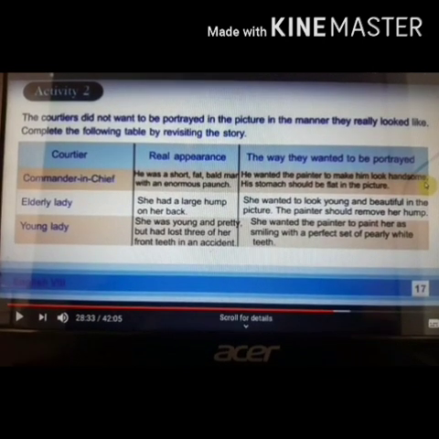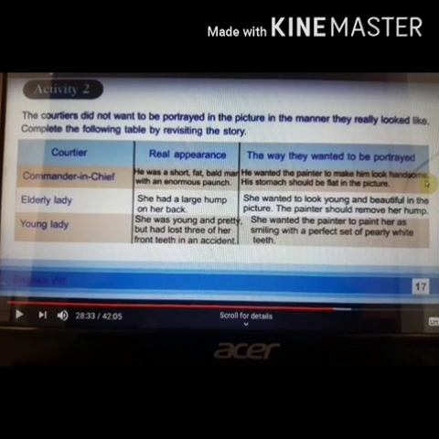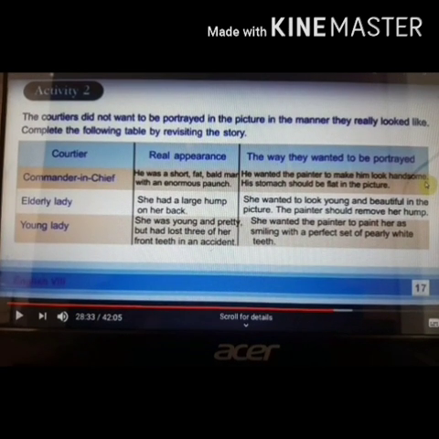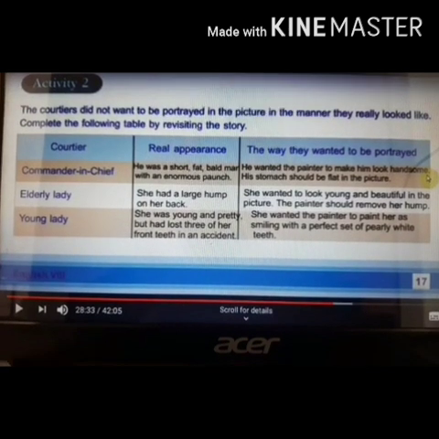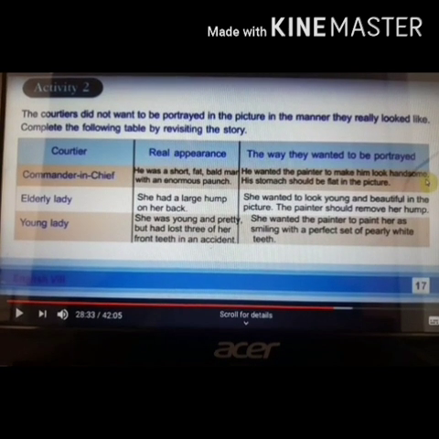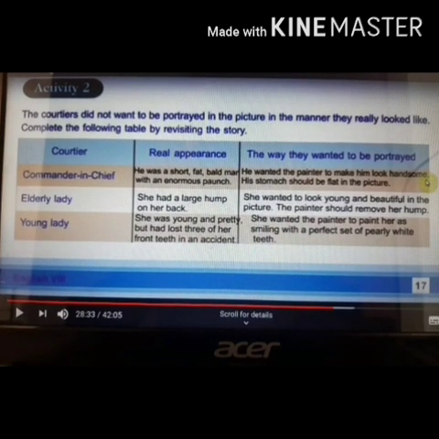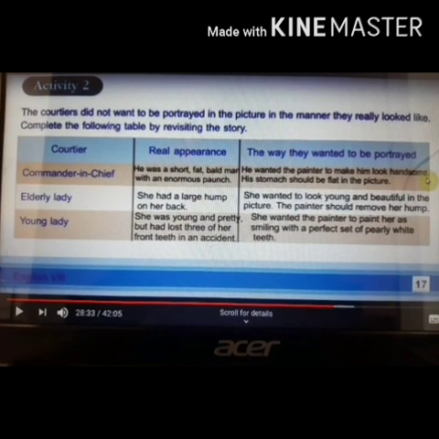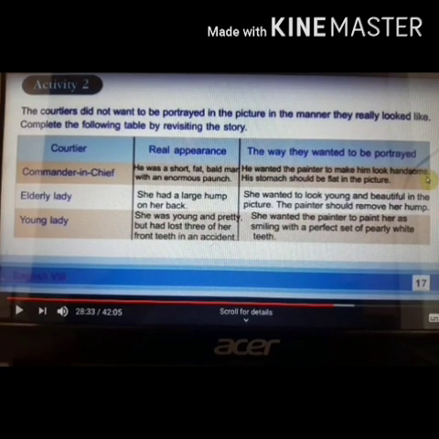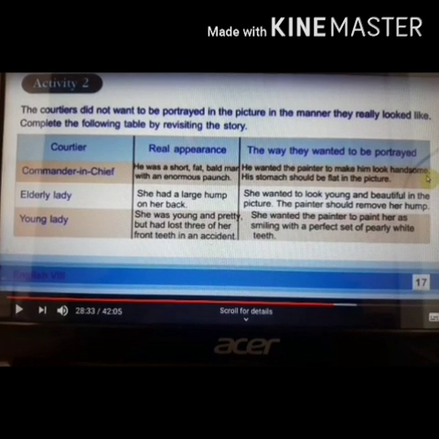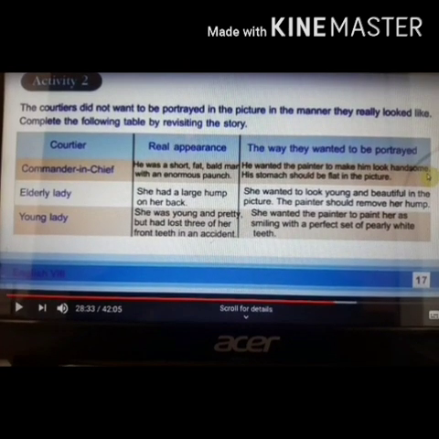Activity 2. The courtiers did not want to be portrayed in the picture in the manner they really look like. Complete the following table by revisiting the story. Courtier: Commander-in-Chief. Real appearance: he was a short, fat, bald man with an enormous paunch. The way they wanted to be portrayed: he wanted the painter to make him look handsome. His stomach should be flat in the picture.